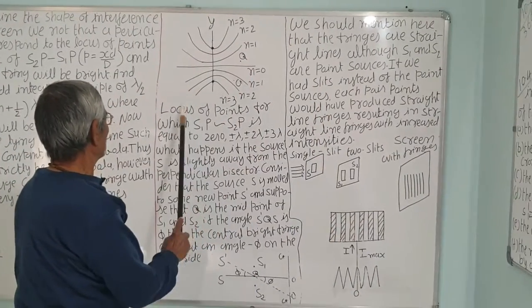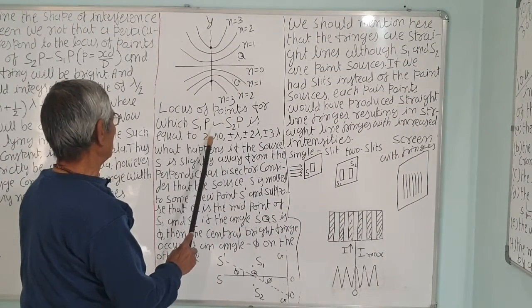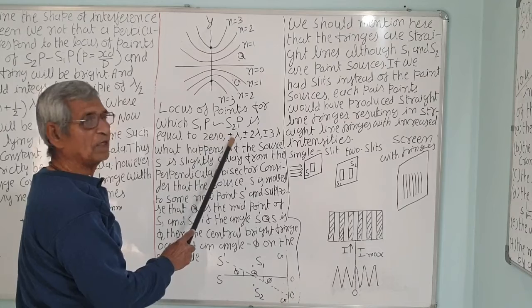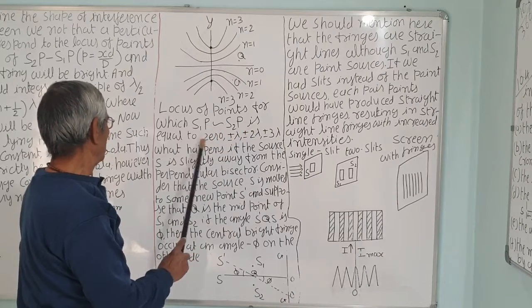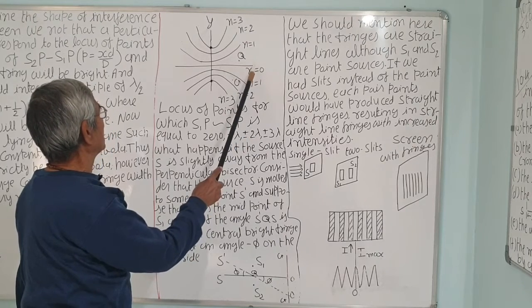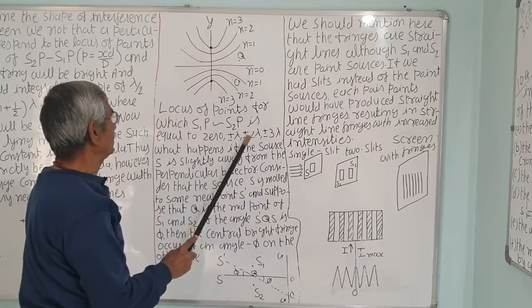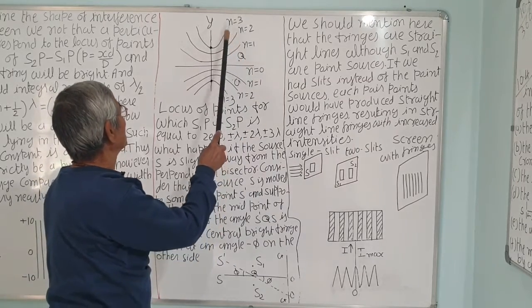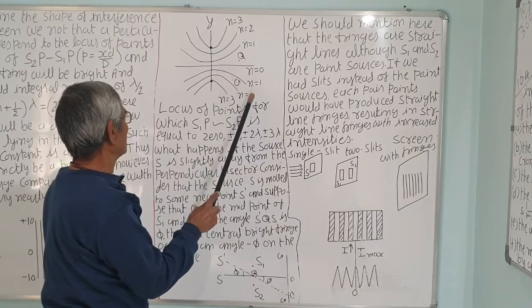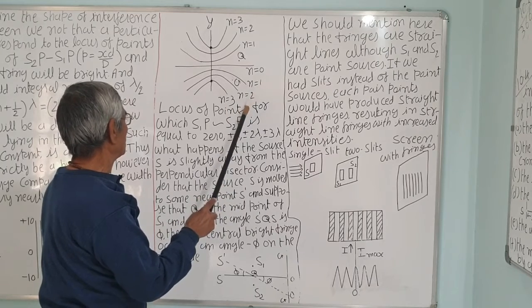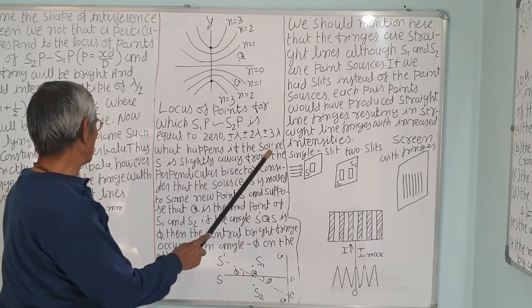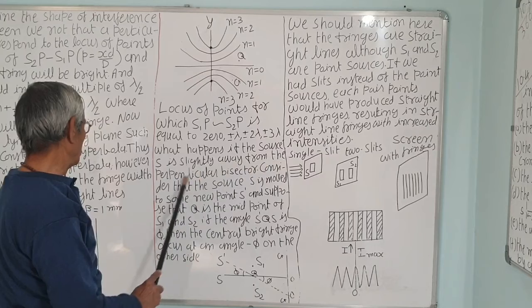Now let us see the locus of points for which the difference between S1P and S2P is equal to 0 or plus or minus lambda. If it is 0, it is a bright fringe. Again if it is lambda, that is n is equal to 1, then it will be a bright fringe, again bright fringe, and in between there will be dark fringes, correct? Here there is a dark fringe, here a dark fringe. So here n is equal to 1, n is equal to 2, that is 1 lambda, 2 lambda, 3 lambda, correct?